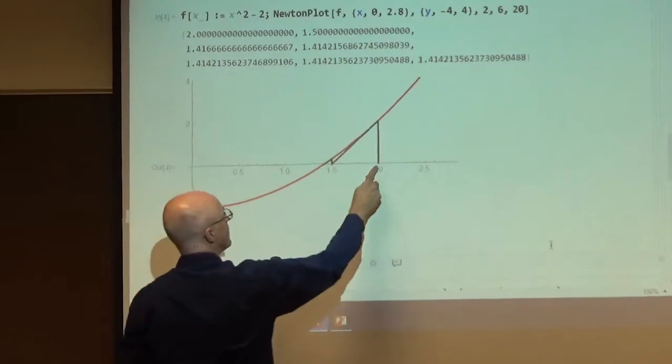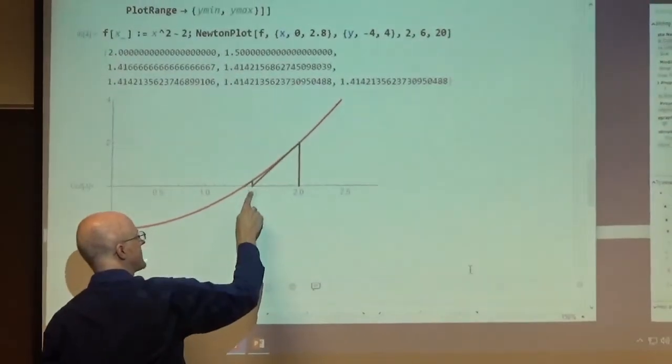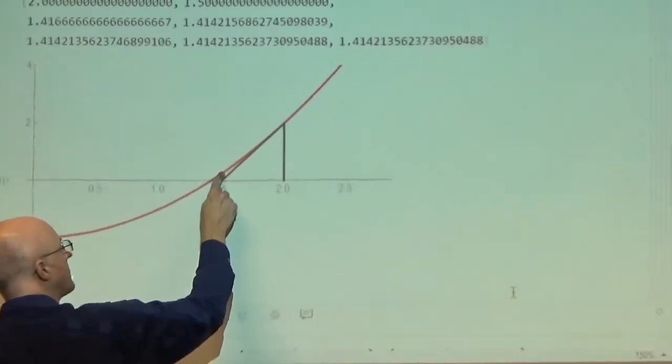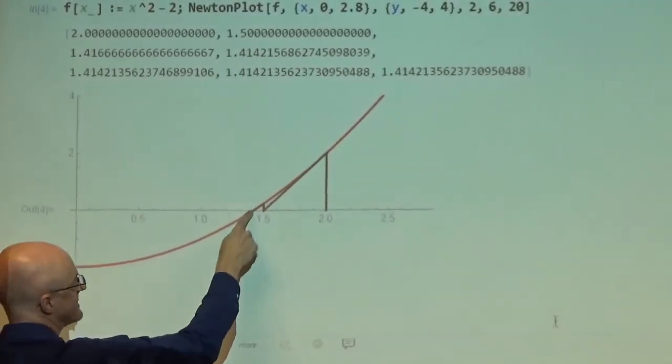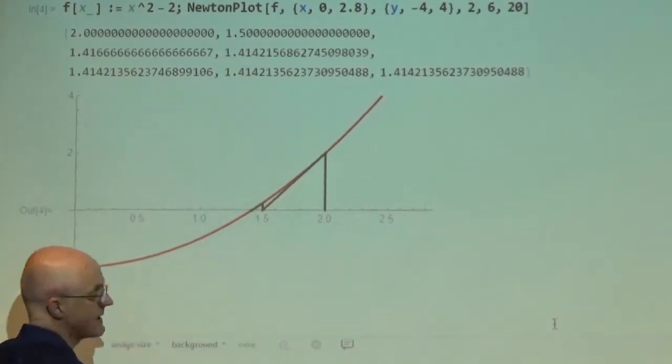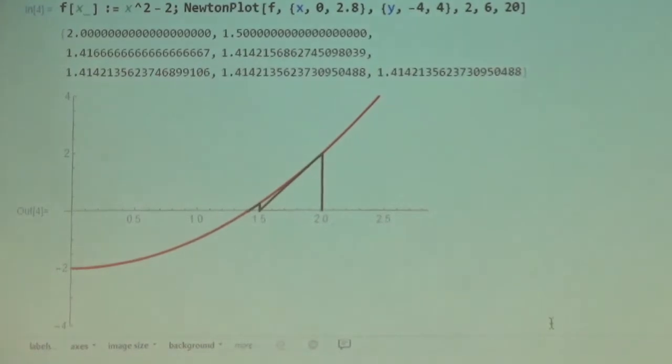We started with 2, we went up to the graph, made the tangent line, found the x-intercept of that, that's 1.5. Do it again, go up to the graph, down to the line, take the tangent line there, find its x-intercept, that's the 1.416 repeating. And technically speaking, the graph is continuing to do that, though you can't see it anymore.